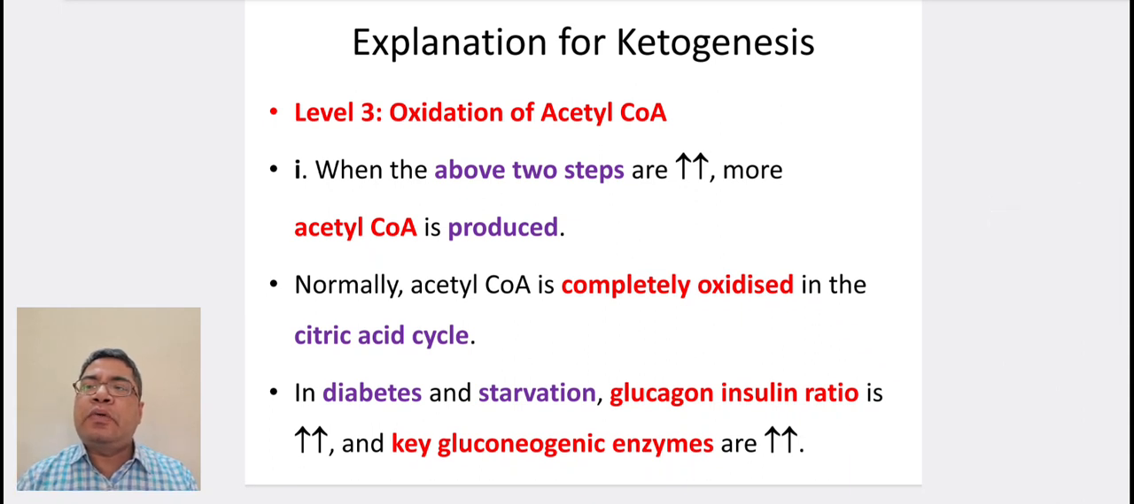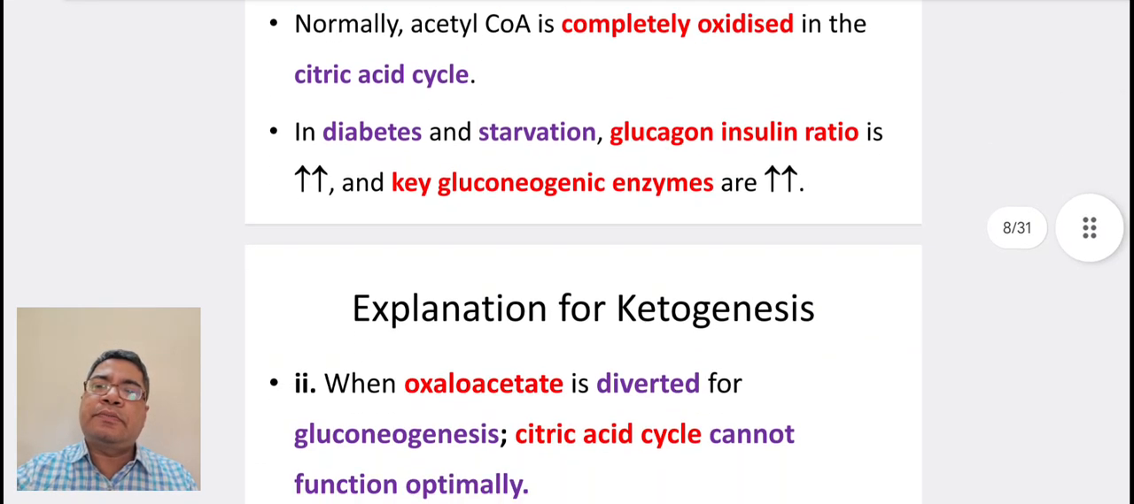Level 3 includes oxidation of acetyl-CoA. When the above two steps are increased, more acetyl-CoA is produced. Normally, acetyl-CoA is completely oxidized in the citric acid cycle. In diabetes and starvation, the glucagon to insulin ratio is increased and hence key gluconeogenic enzymes are also increased.